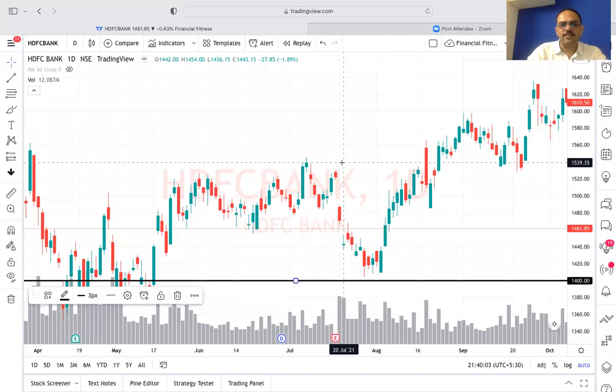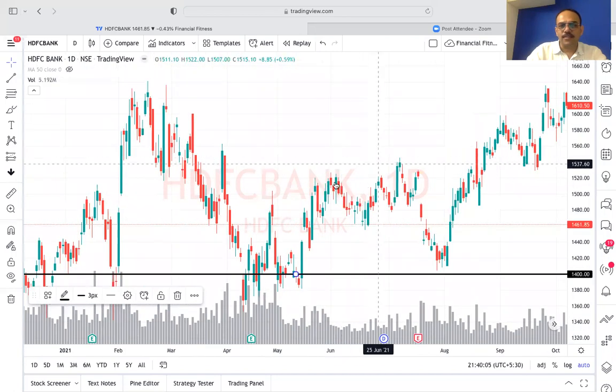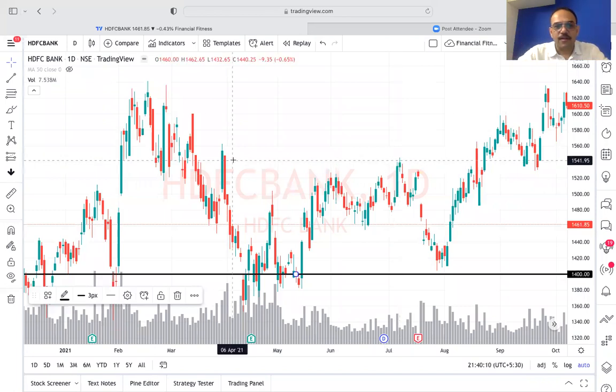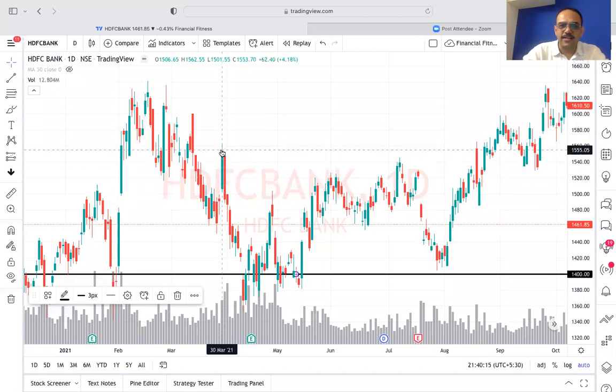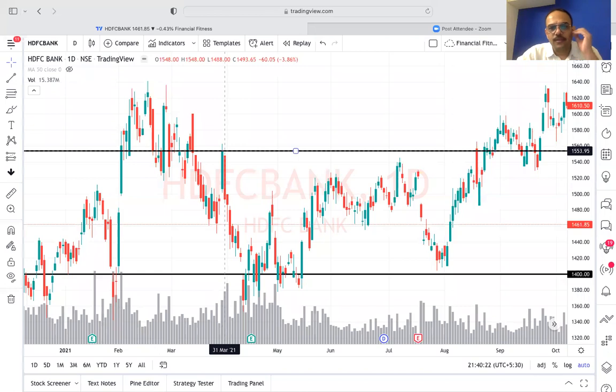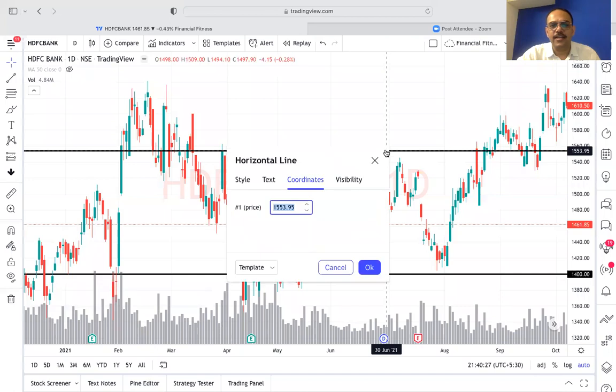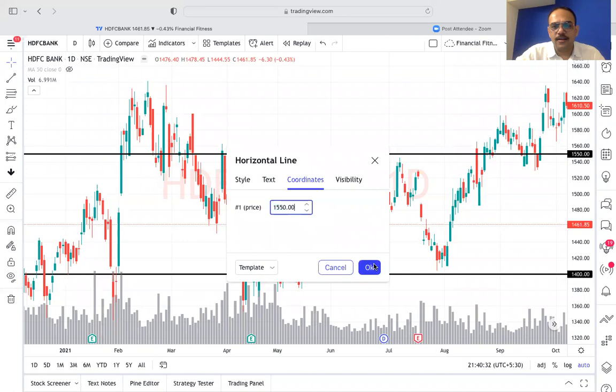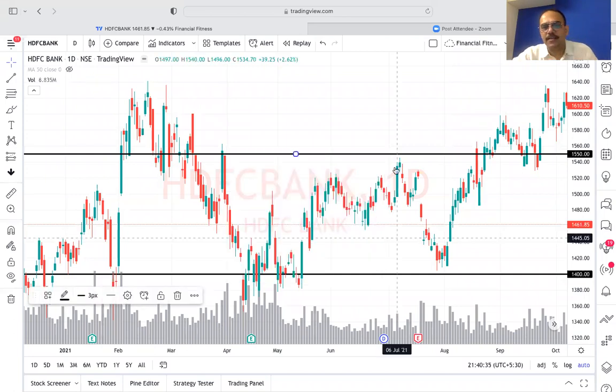Where is this resistance? Again, imagination. See, previously it reversed here. See, this is the piercing pattern. Go back in the history and see where the strong reversal patterns were. Draw a line here. Approximately it is at 1553. Keep it at 1550, a round figure, and wait for it to come here. See, here is the resistance. It went till there and came down.